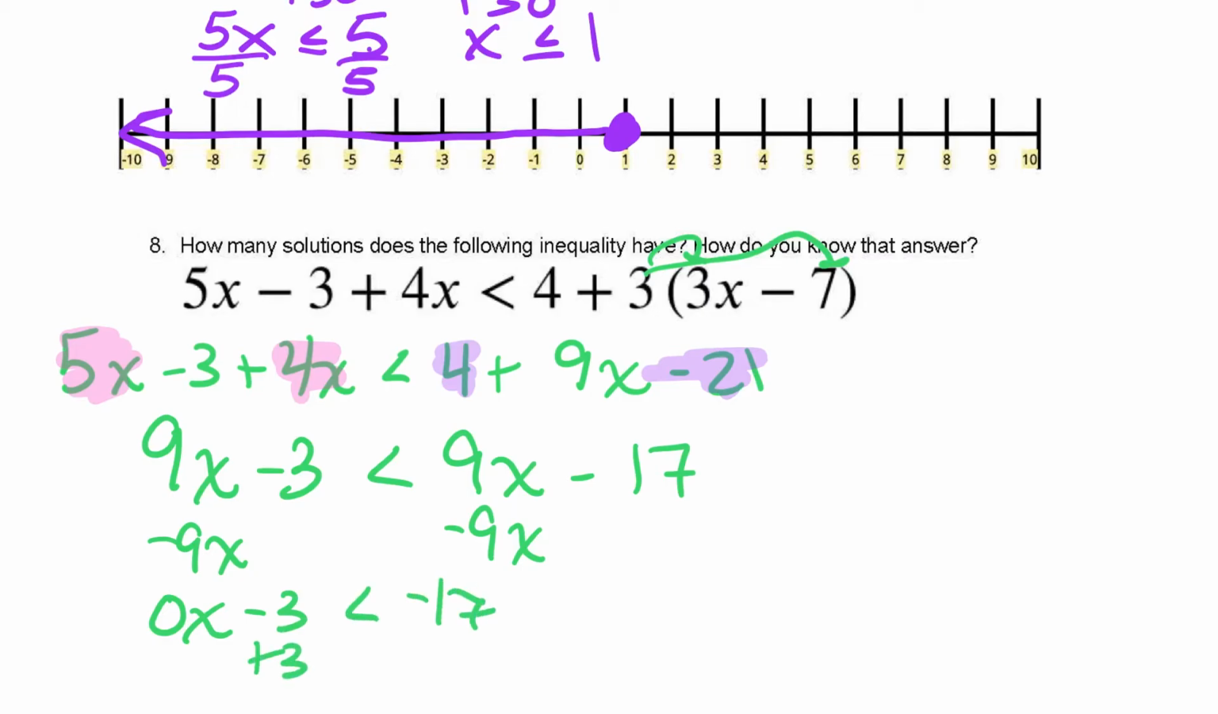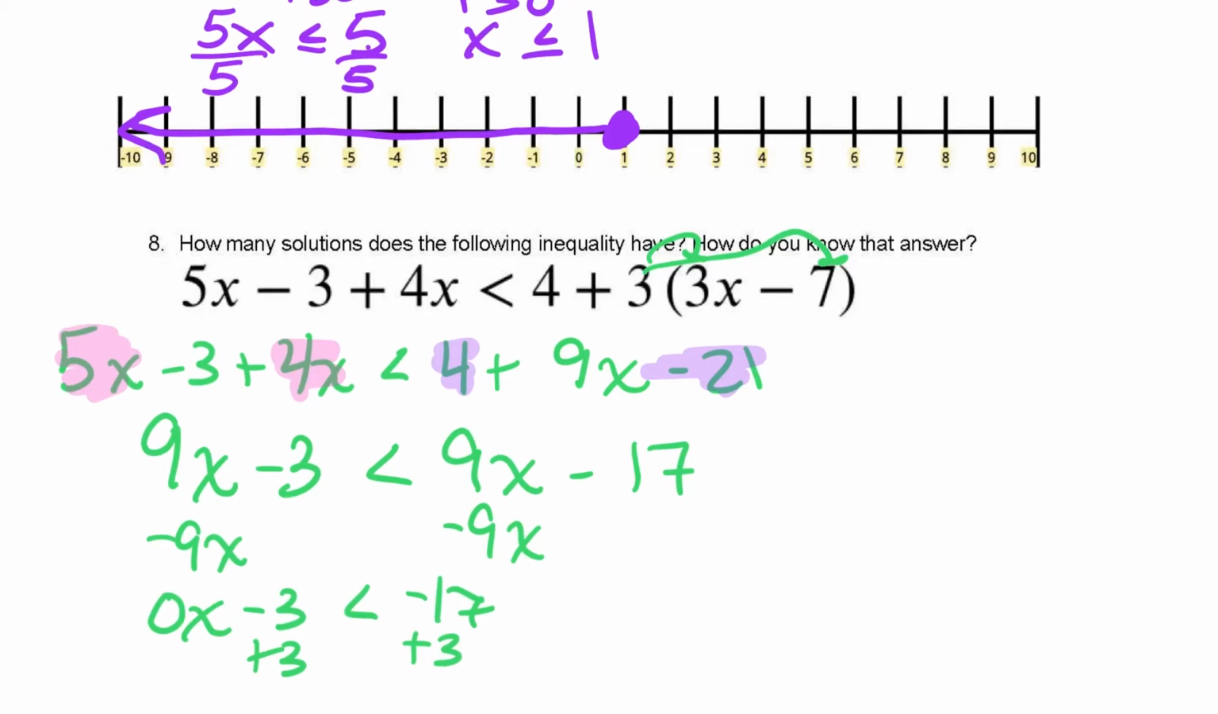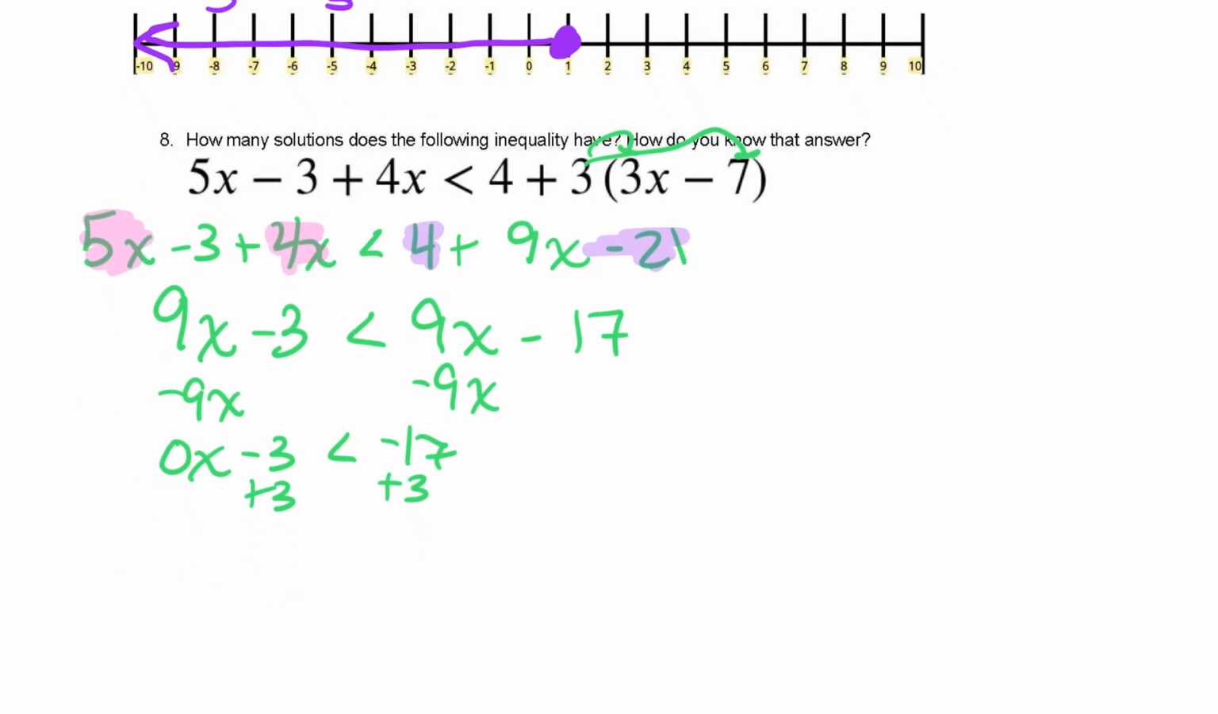I'm going to add 3 to both sides. And I get 0x is less than negative 14. Now, does this have no solutions? All real number solutions? Or some solutions?